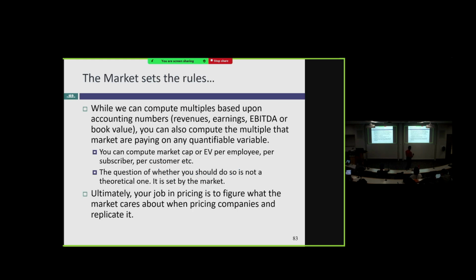So when you look at these multiples, the scalar, whether you use revenues, earnings, EBITDA, you can take it with any, it doesn't have to be an accounting number. We talked about users, we can talk about subscribers, we can talk about downloads, people visiting your website. You're saying, am I allowed to do that? In pricing, there are no rules, right? You can do whatever you want, and that's part of the problem. I can scale it to whatever I want. So I'll give you an example of this.